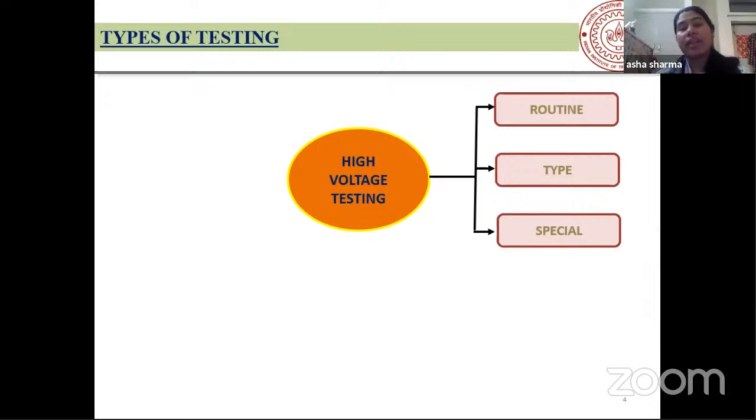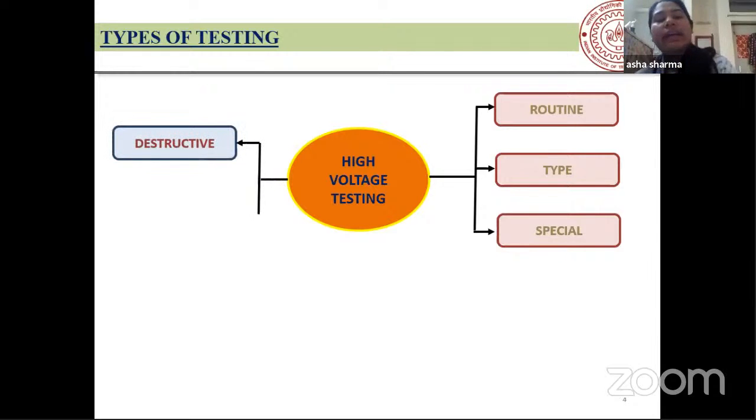Then we come to the type test. Type tests are actually done according to the customer requirement. If they need some specific requirements, then the manufacturer does that particular test, and then we categorize it into the type test. Then comes the special test. Special tests are done for the extreme conditions, like if we are placing the insulating unit under extreme weather conditions, under extreme temperature conditions. So the manufacturer does these special tests to check whether the insulating unit sustains the withstand voltage or not.